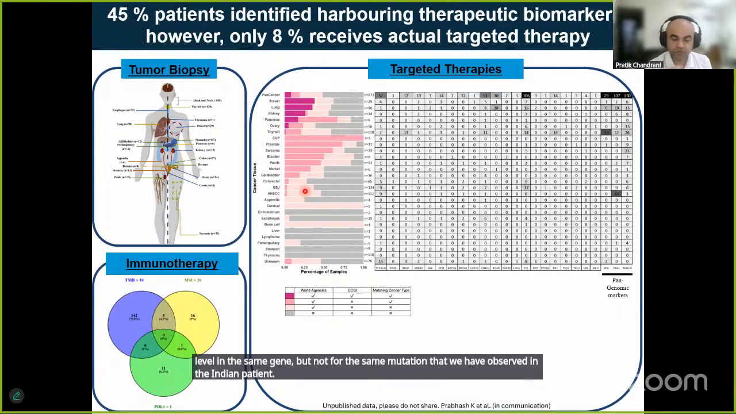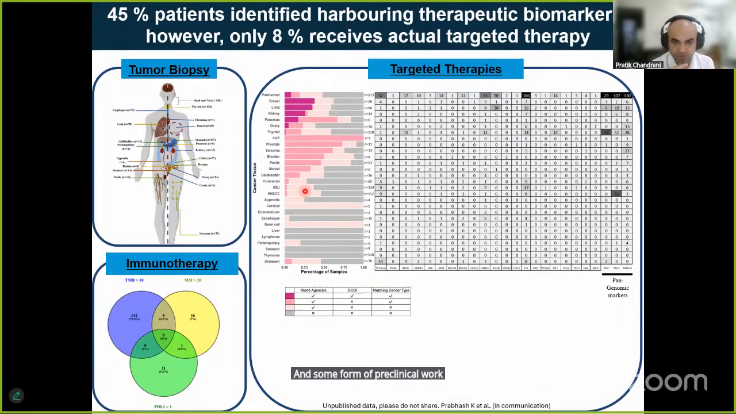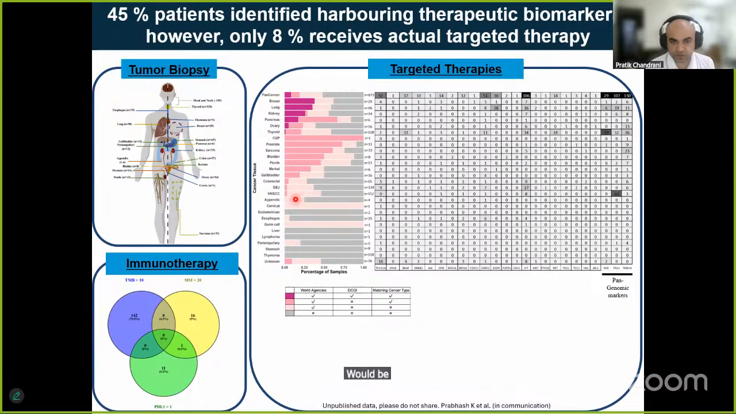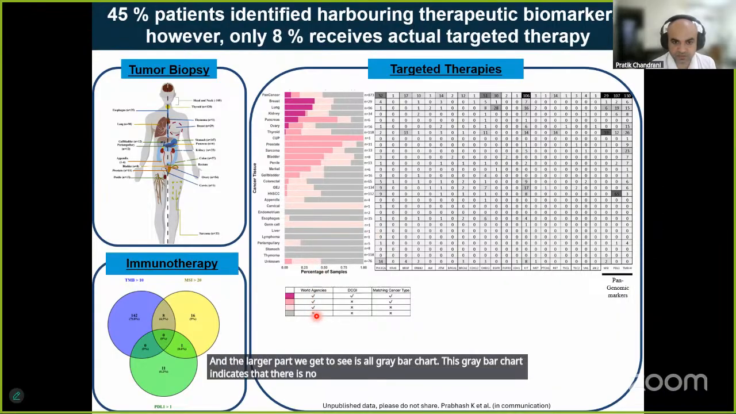And some form of preclinical work is required, but we don't need very exhaustive preclinical work. Here, a quick validation in cell line would be good enough to proceed to the phase 2, phase 3 clinical trial. And the largest part we get to see is the all-gray bar chart. This gray bar chart indicates that there is no drug approval at the worldwide level, including the Indian DCGI.